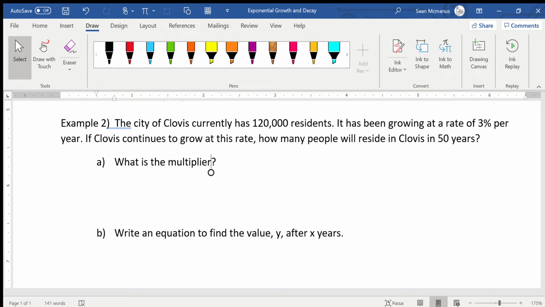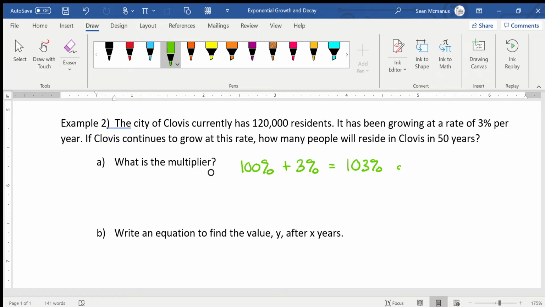So what is the multiplier? Well, we're starting with 100% of the current population, and every year we're adding 3%, right? So that means my multiplier is 103%. Or I really want to write that as a decimal, right? 1.03. I have to take my decimal and move it to the left twice to go from a percentage. So 1.03, that's my multiplier, that's the b.